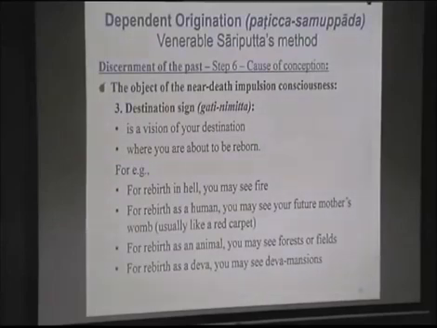For rebirth as a human, you may see your future mother's womb, actually like a red carpet. You can see it is a very soft, red carpet. For rebirth as an animal, you may see forests or fields. Most of the animals stay there. For rebirth as a deva, you may see deva mansions. A deva mansion may be a very big garden, a lot of flowers, a very big house with gold.